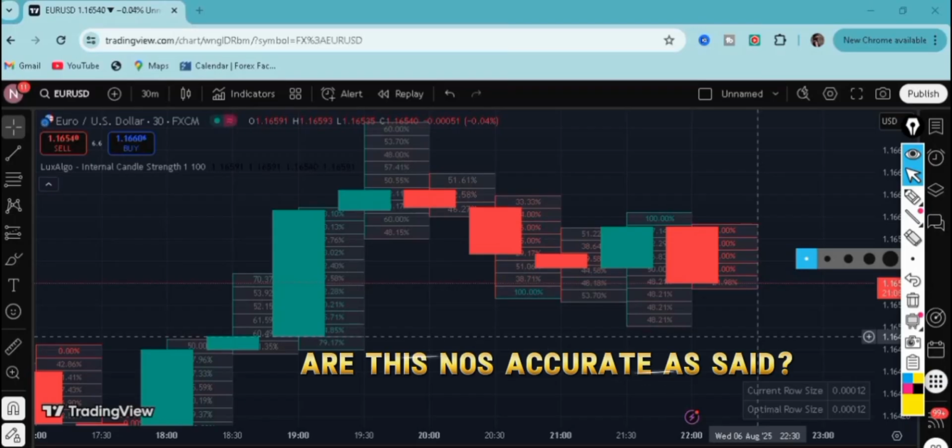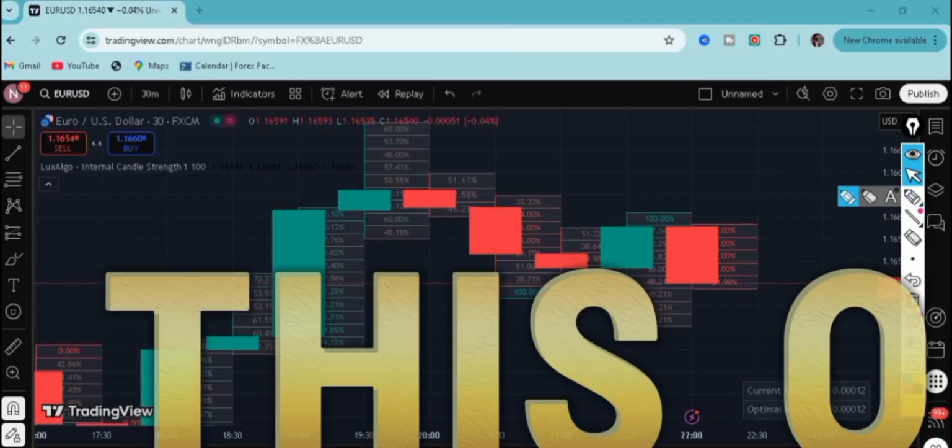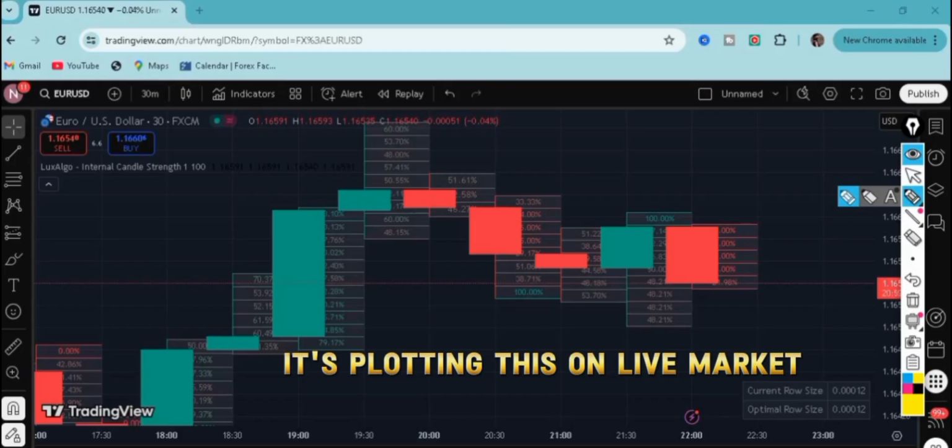And the most important thing that I love about this indicator is the fact that, guys, it is plotting all this for us right on our live market. Remember, for us to make a decision to use an indicator, as traders we need an indicator that is working right on real time and is not repainting.